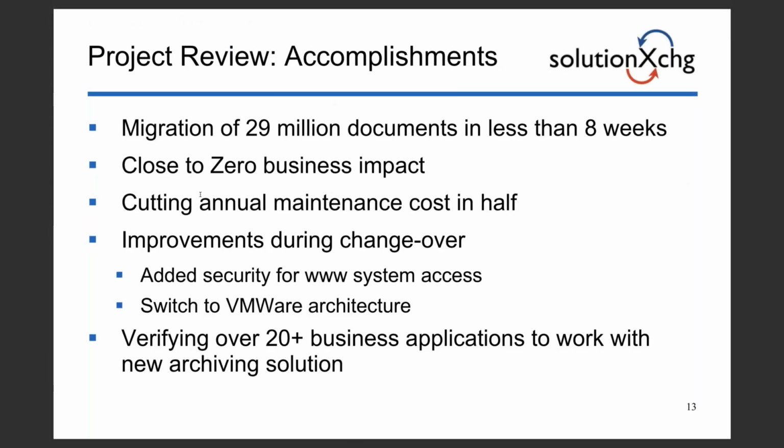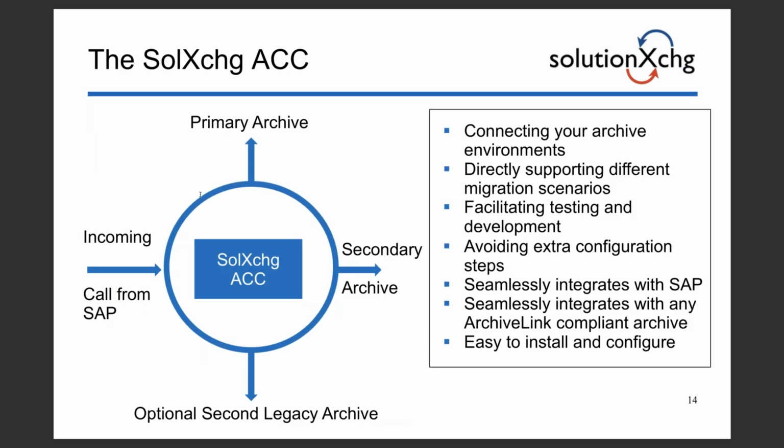We migrated for this particular client 29 million documents in less than 8 weeks of elapsed time, with close to zero business impact. We were cutting the annual maintenance cost in half, and we were adding a number of improvements during the changeover, adding security for worldwide system access, switching to a VMware architecture, and verifying over 20 business applications to work seamlessly with the new archiving solution. The whole project, of course, took a bit longer than the straight 8 weeks. There was a preparation period and a consolidation period in the end, but the actual migration, moving of documents, took a mere 8 weeks, which for 28 million documents is quite an accomplishment in the contribution to the KGS archiving tool.